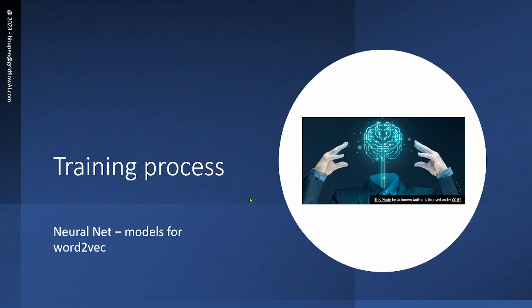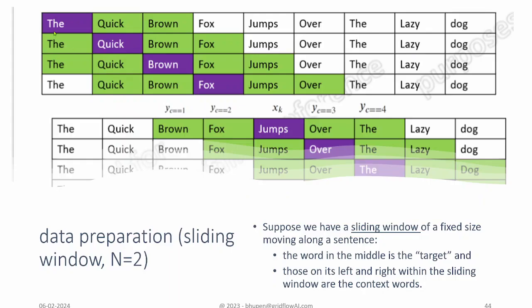First, I'll give you some examples of how we prepare the data set for training purposes. For example, this is the sentence here, "the quick brown fox jumps over the lazy dog", and how we extract the training pairs from this sentence for the word2vec model training. So let's make an assumption: the window size is 2. That means 2 words before and 2 words after.